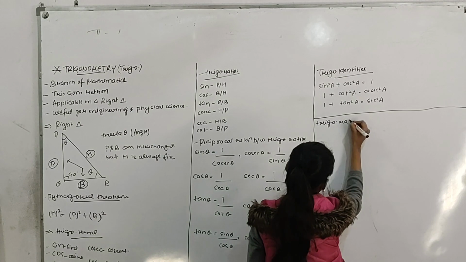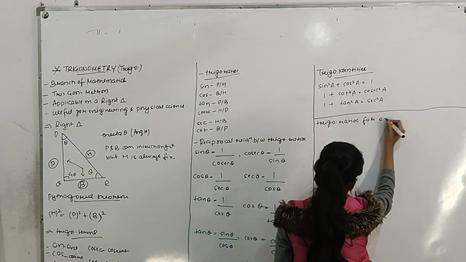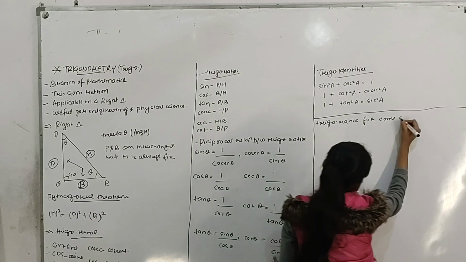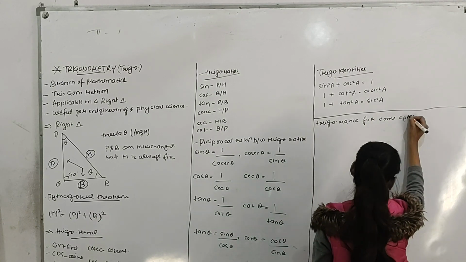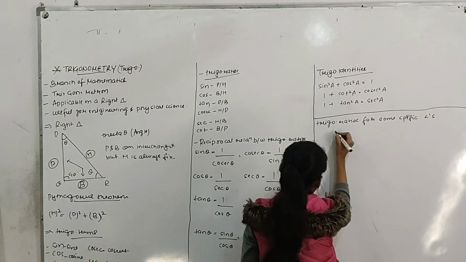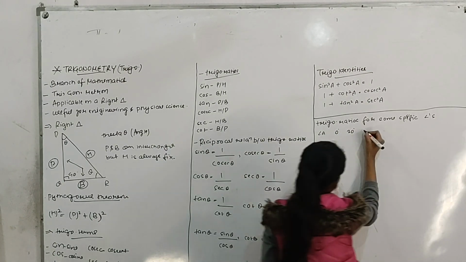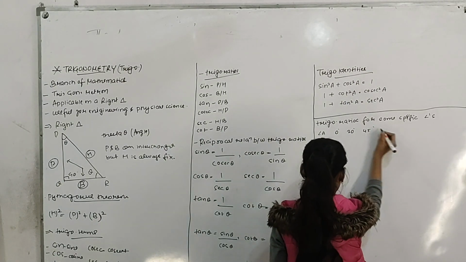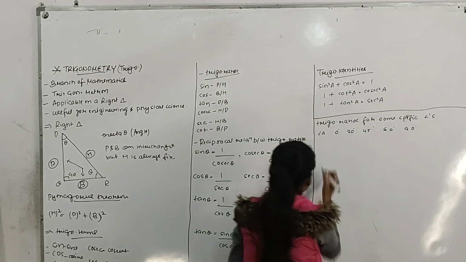Now next and last we have trigonometric ratios for some specific angles, which are 0, 30, 45, 60 and 90.